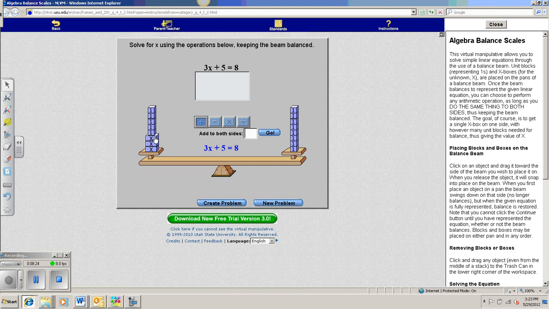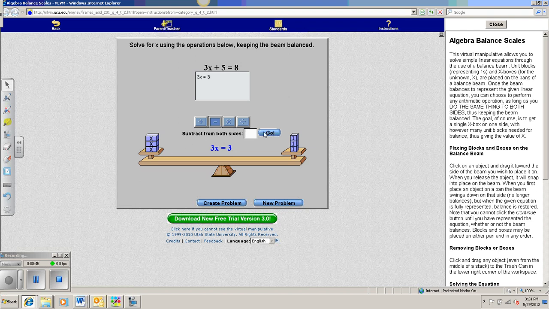We're trying to get down to just 1x. This stuff here is in the way. So why don't I take it off? If I did that, this side would tip down. So what am I going to have to take off from both sides? I'm going to have to subtract 5 from both sides. Okay, let's see what that looks like. Good. It did not tip.